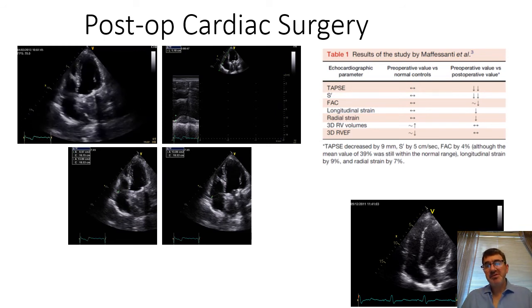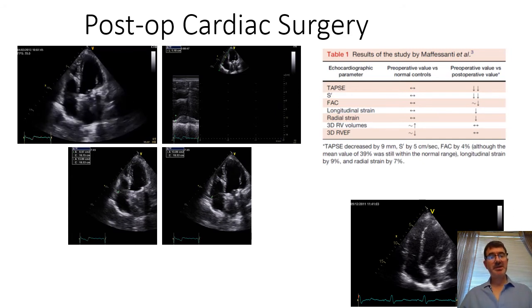There was a nice work by Mafasenti et al. looking at the reduced longitudinal motion, and we see that both TAPSE and S prime are significantly reduced. Fractional area change is fairly neutral. Strain is reduced, but interestingly, RV volumes and RV ejection fraction are fairly neutral. And that's because of the relationship of the septal motion.